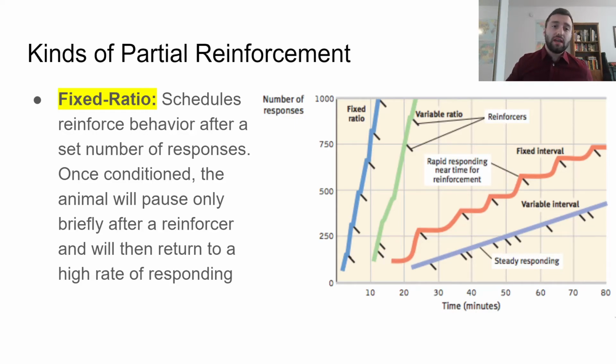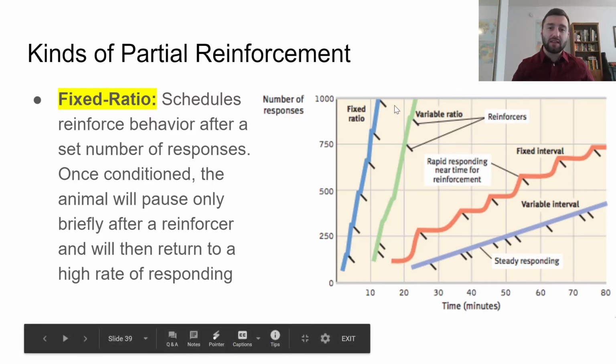So a fixed ratio schedules reinforced behavior after a set number of responses. Once conditioned, the animal will pause only briefly after a reinforcer and will then return to a high rate of responding. So fixed ratio, let's pretend we're that mouse in the Skinner box. Every fourth time that we push the lever, we get a piece of food, we get a treat. What we're going to do is push the lever a bunch of times until we get a treat. We're going to stop, eat our treat, and then immediately start pushing the lever again. We're going to get those four times, treat, and go back to it.